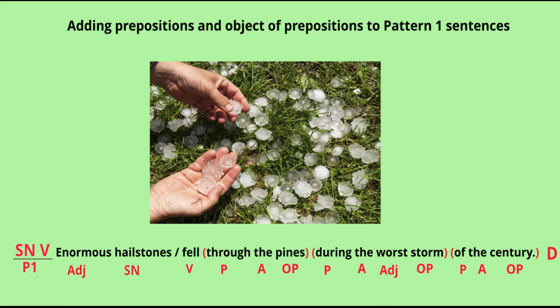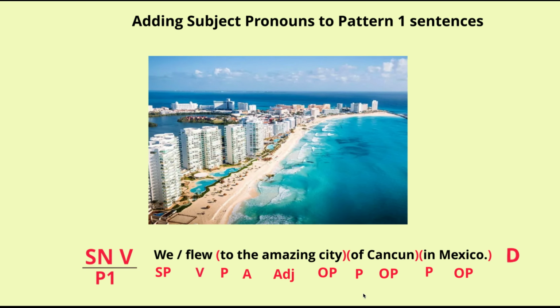The next one, of the century. Of what? Of century, right? So, century is the object of the preposition. Of is the preposition and the is an article adjective. And this is a declarative sentence and subject noun verb pattern 1. Got it?